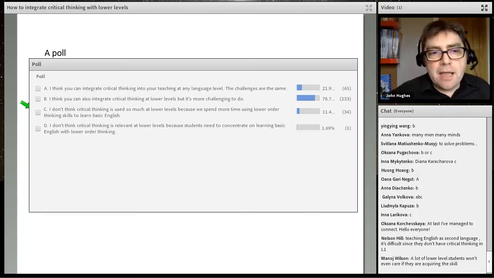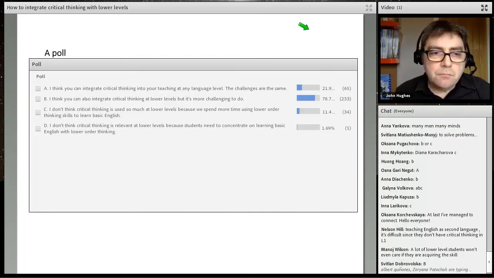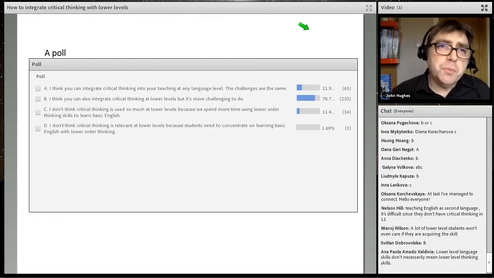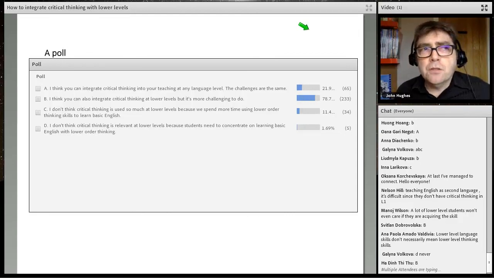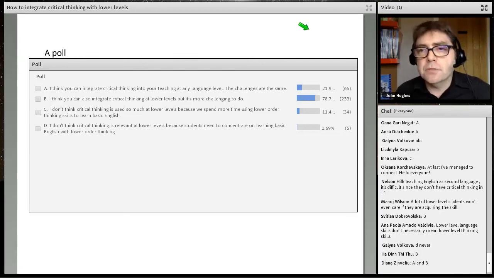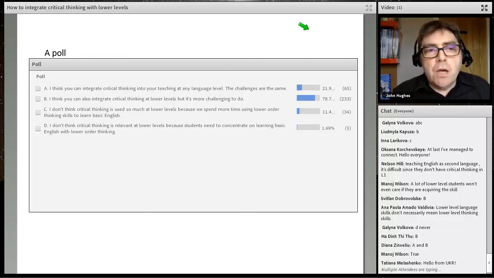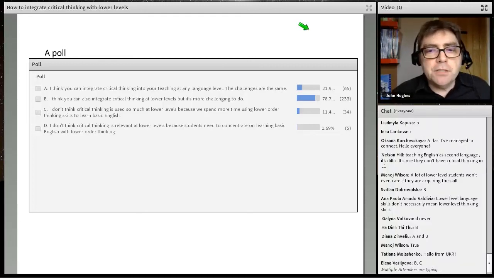D is an interesting answer. I don't agree with D personally, but if you look at lots of language lessons and lots of course books, quite often they don't include critical thinking tasks at lower levels. It's as if they believe D, because they think that students just need to use lower order thinking. So I think you could answer A, B, and C, and it would apply in different contexts.